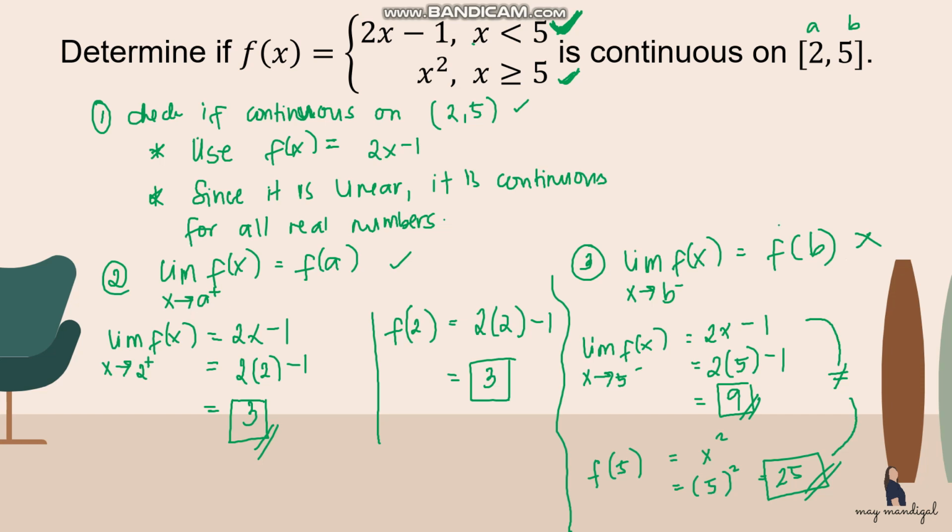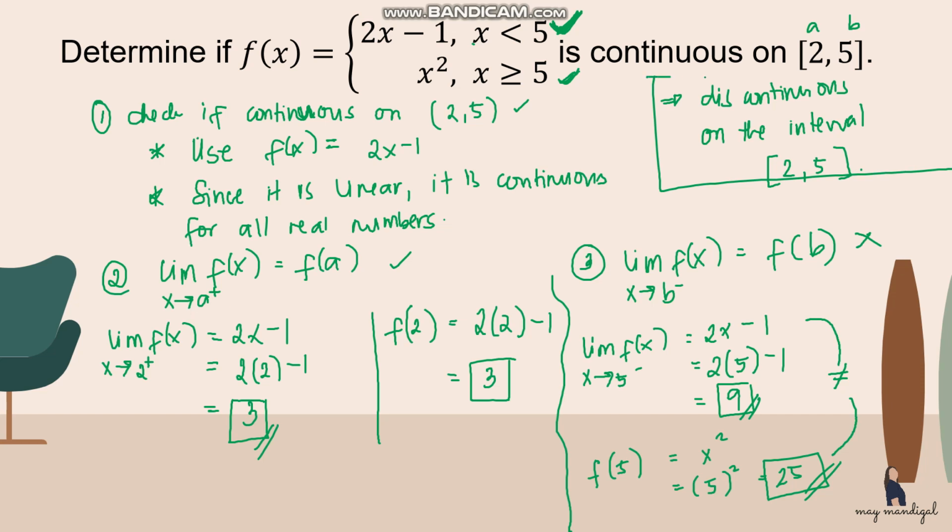So that means we can now conclude that this function is discontinuous on the interval [2, 5], included. So that will be our conclusion again because it failed to satisfy the third condition, which is the limit of f of x as x approaches b from the left should be equal with f of b. Okay, so again, if it failed to satisfy one of the conditions, you can say that the function is discontinuous on that given interval.